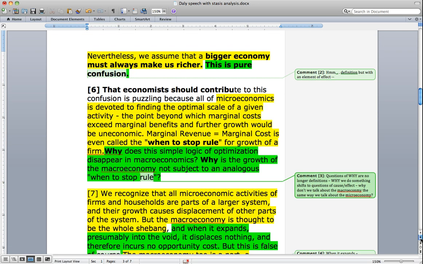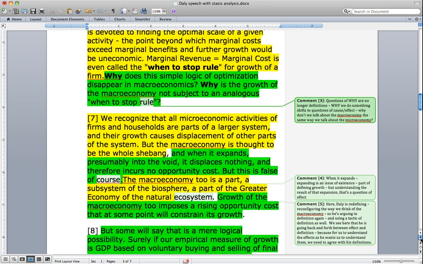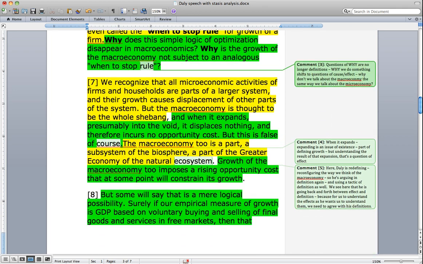He's still then in the next paragraph continuing to talk to us about arguments of definition, right? What we do and don't recognize about the microeconomy. But again, we can see just from the pattern that he moves from definitional arguments into arguments of effects repeatedly here. So on the macroeconomy, we think the macroeconomy is the whole shebang, but thinking that has this certain effect. The macroeconomy is this, but the way we think of its growth has a certain effect.